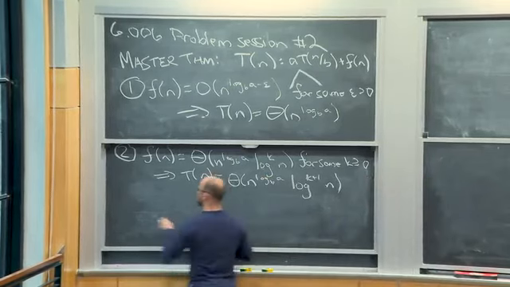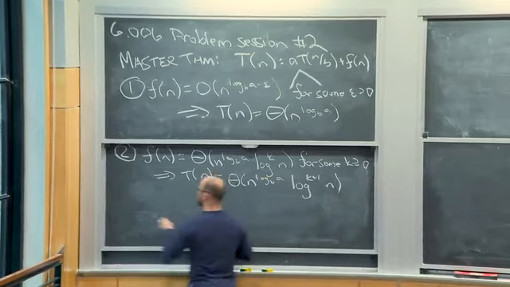Case 3 is the following: f(n) is omega, meaning that it's lower bounded by n to the log base b of a plus epsilon for some epsilon greater than 0.